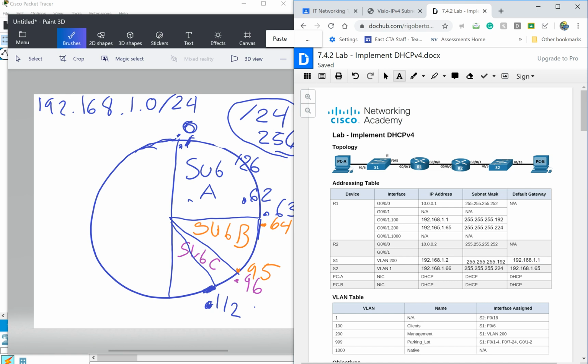Actually, you know what? I think that's wrong. It should be .200. If this is VLAN 200, the default gateway is .200. So I'm going to edit that for now. I don't want to leave it as that because I don't want to steer you wrong.